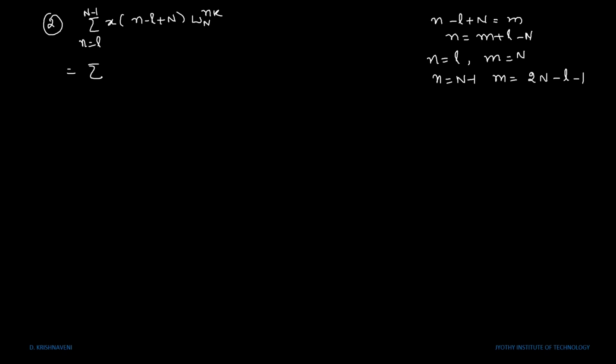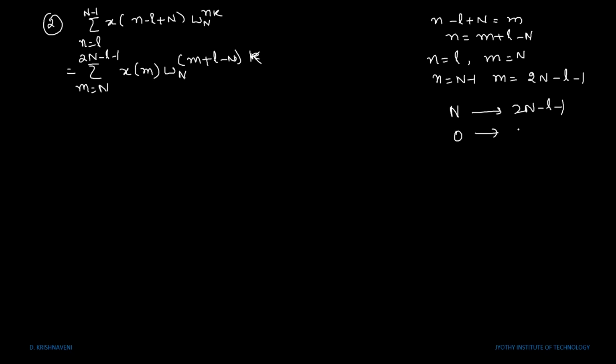So this summation will be summation m is equal to, when n is equal to L, m is equal to N, and for N minus 1 it is 2N minus L minus 1, x of m W_N to the power of, in place of n we'll write (m plus L minus N) into k. Now you can see the summation N to 2N minus L minus 1. So samples from N to 2N minus L minus 1 is equal to samples from 0 to N minus L minus 1, because the samples are circular in nature. So we can take m equal to 0 to N minus L minus 1 x of m W_N to the power of, here when I multiply, once again W_N to the power of minus Nk is equal to 1. So we will get W_N to the power of (m plus L) into k. This is the second one.